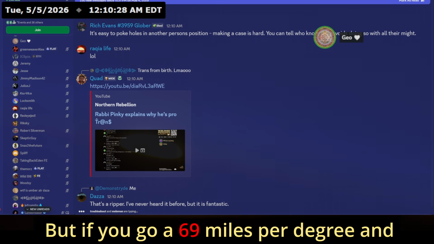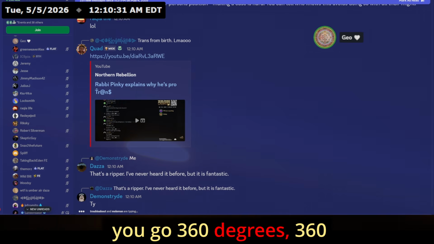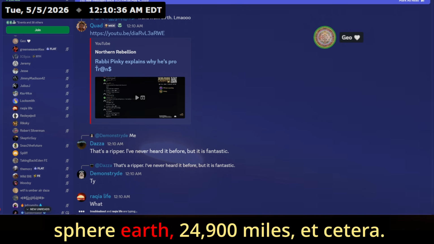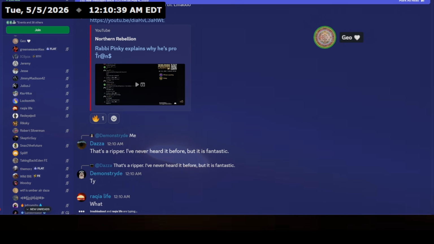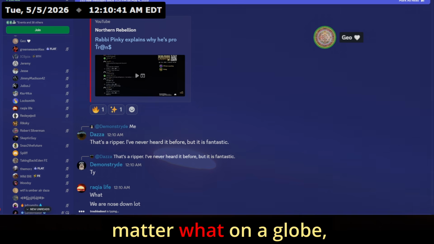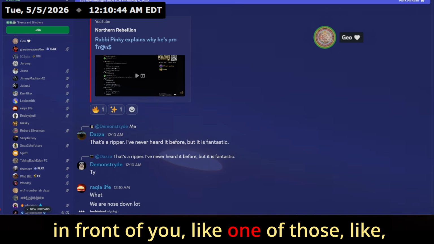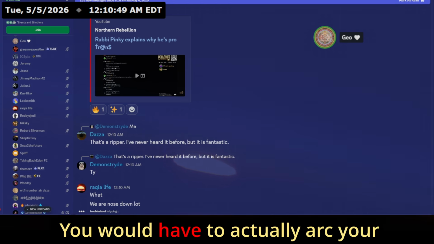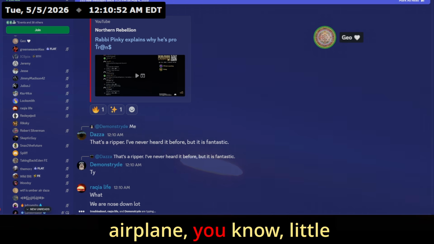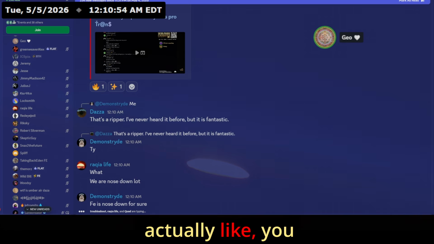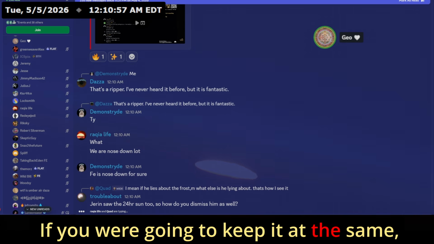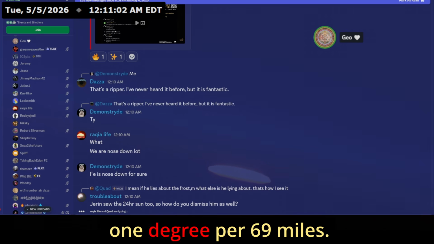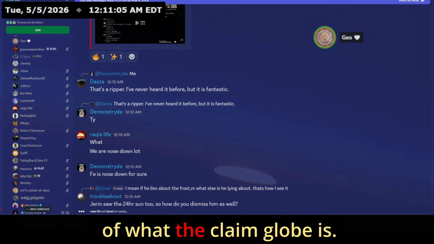Yeah, but if you go 69 miles per degree and you go 360 degrees of 69 mile increments, that's the circumference of the presumed sphere Earth, 24,900 miles. So that's why the 69 miles, no matter what, on a globe. Just like if you took one of those desktop globes and a little toy airplane, you would have to arc your fingers with the airplane to keep it at the same altitude above the globe. Well, that arcing is the 1 degree per 69 miles, if you get the circumference of the claimed globe.